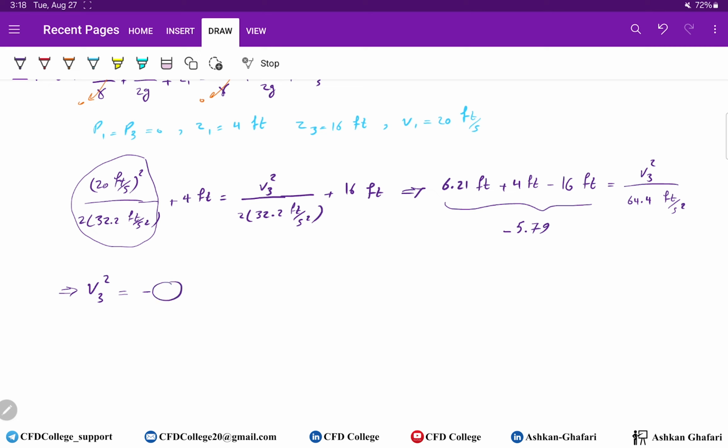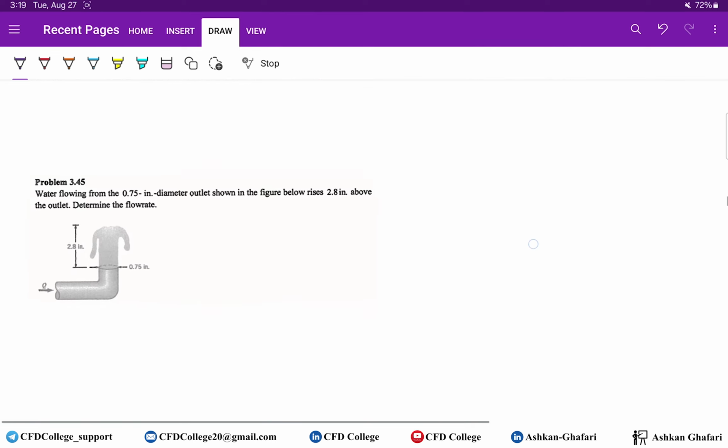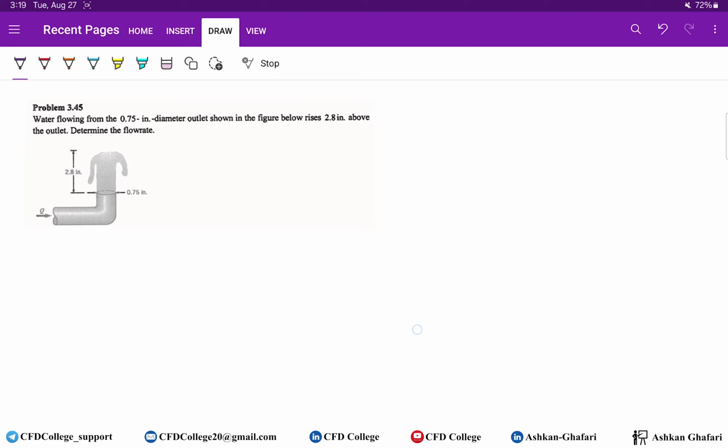It means that with this system we cannot pump water to the second floor, so we need to have a pump. So it's a trick. It's a tricky problem, but it's not difficult. If you know the math, you can easily understand it. Okay, let's go to next problem.